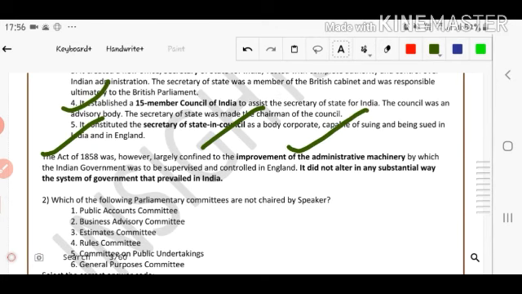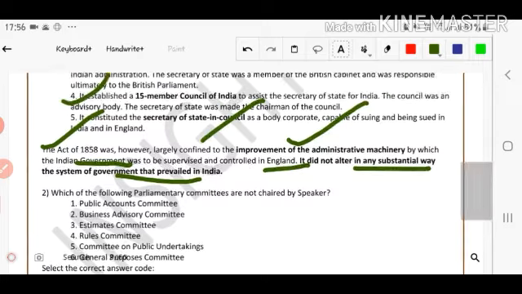by which the Indian government was to be supervised. It means the government of Britain just wanted to improve the administrative machinery, not alter the structure by which the East India Company was ruling and controlling India. It did not alter substantially any government that was prevalent in India. Next question is about what we have learned from that.